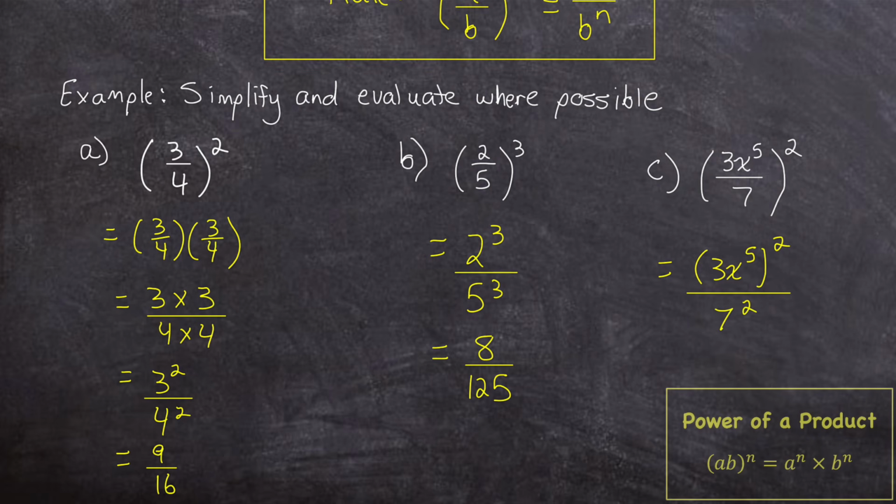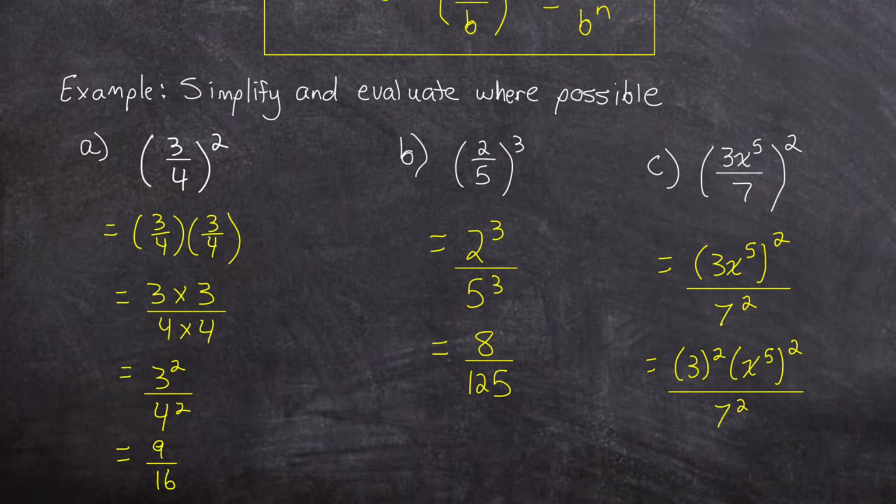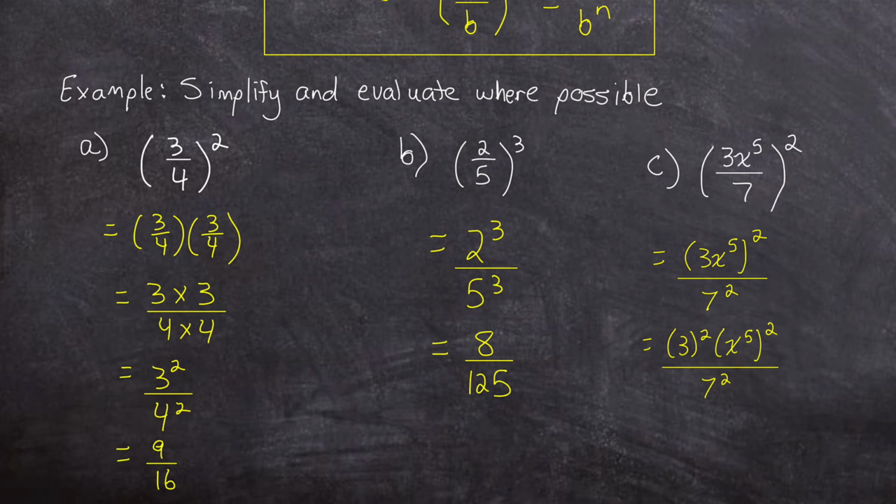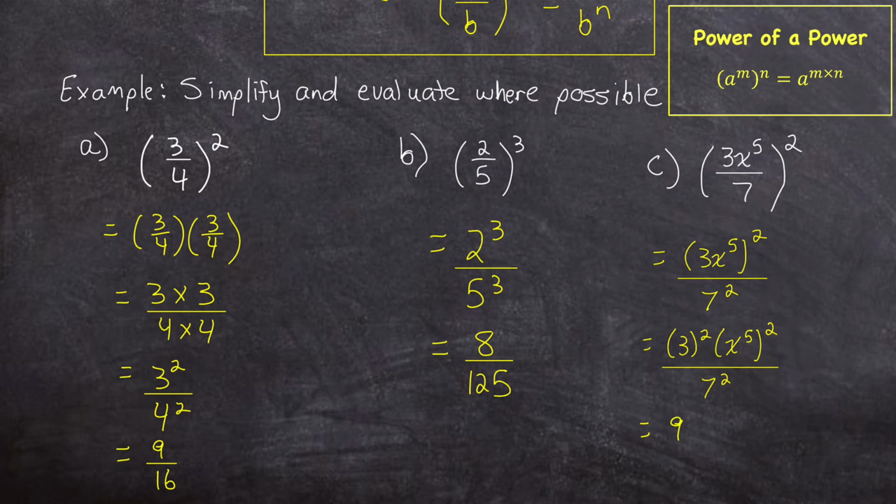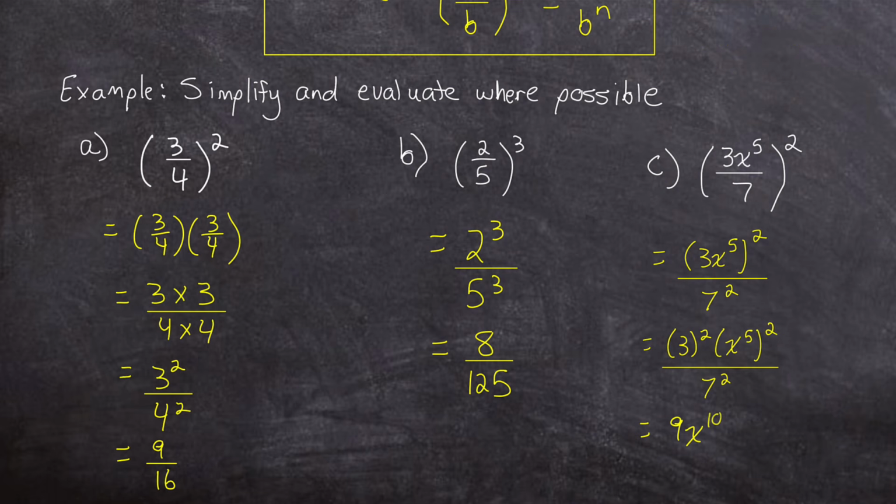And now I do my power of a product rule, where this exponent of 2 has to be applied as the exponent on both factors of the base. I have to put it as the exponent on the 3 and on the x to the 5. And then I'll make a bit of room so I can simplify these powers. 3 squared is 9. X to the 5 squared. For the power of a power rule, I keep the base of x, and then multiply the exponents together. 5 times 2 is 10. And that's being divided by 7 squared, which is 49.